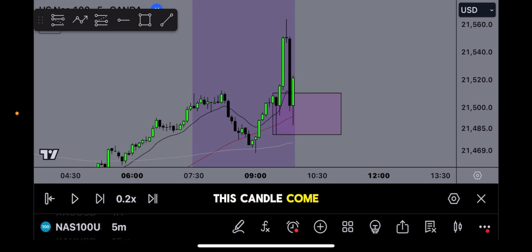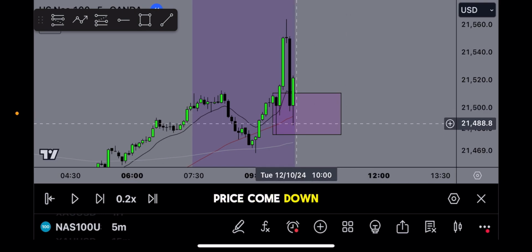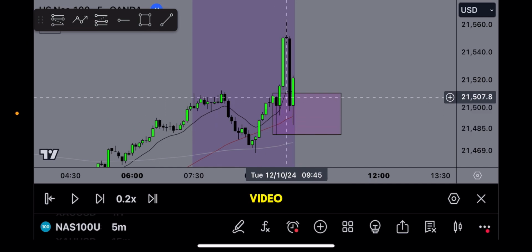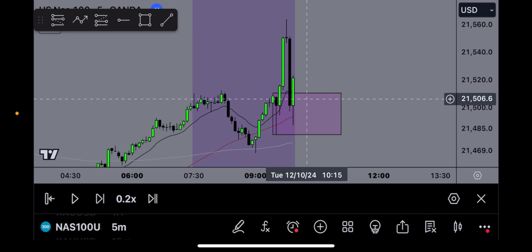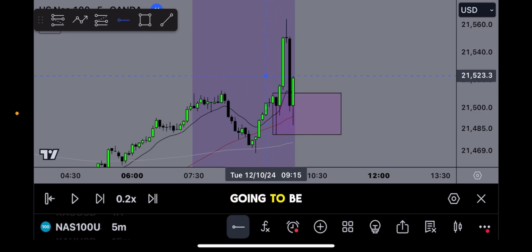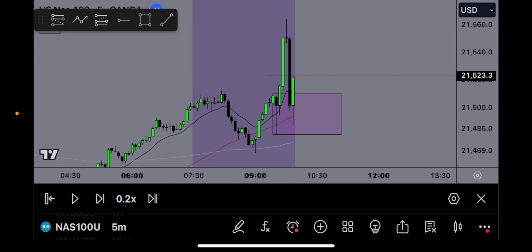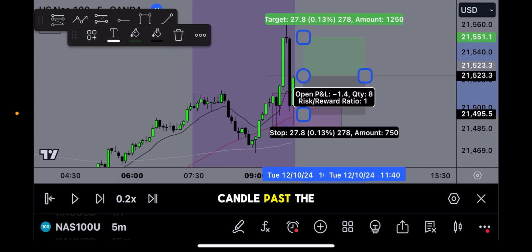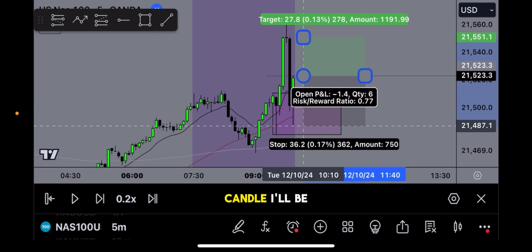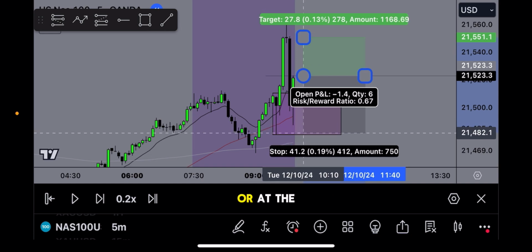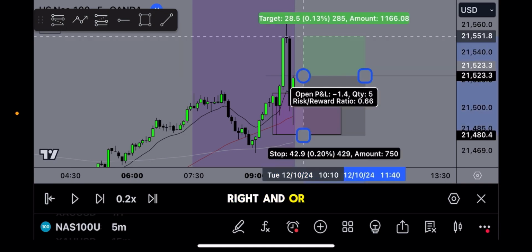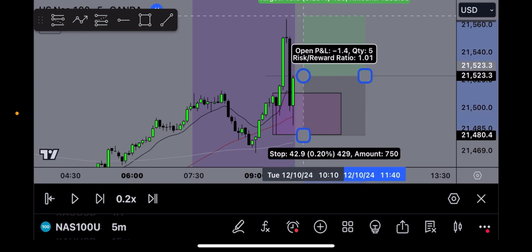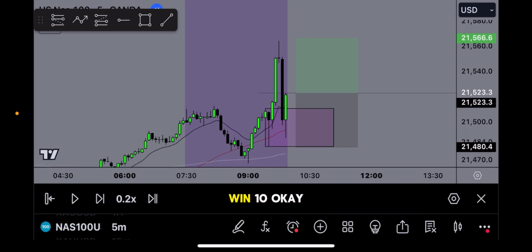Now we see this candle come, and we see price come down, reject. Like I mentioned in the other video, price normally comes down and rejects off the 50MA and then continues. Now that I see this, I'm going to be looking to buy. As soon as I see another candle past the high of that previous candle, I'll be getting in for buys, and I'm going to put my stop loss either underneath the wick or at the bottom of the zone, right? And my take profit is going to be a 1-to-1, which means I'm risking 10 to win 10.